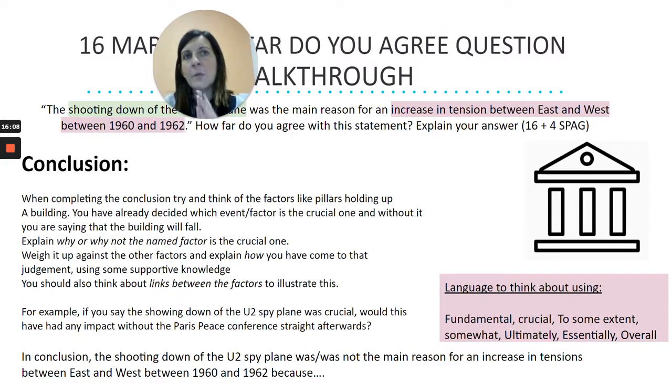Could it be the case that without this event, you wouldn't have had that event? Or this event led to that event? For example, if you think the shooting down of the U-2 spy plane was crucial, would that have had any impact without the Paris Peace Conference straight afterwards? How do they relate? And then when it comes down to your conclusion, you structure it by actually answering the question: it was the main reason for tensions and here's why, or it wasn't, here's the more important factor.